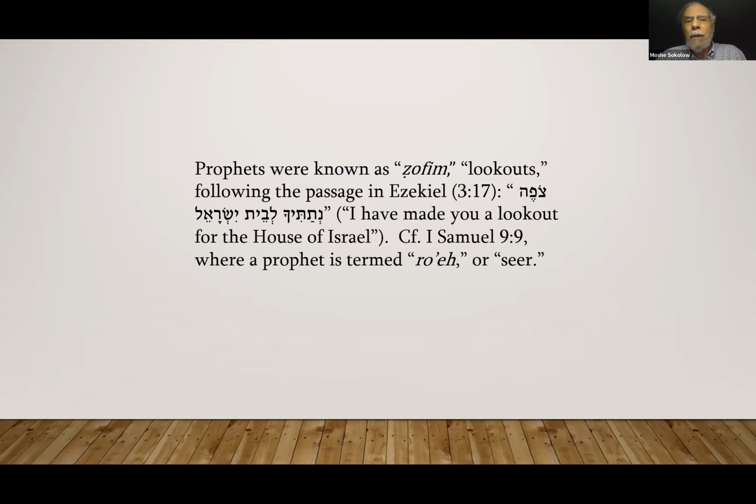There's a passage in the book of Yechezkel where God says to him, "Tzofeh netaticha levet Yisrael." God says, "I have made you a lookout for the house of Israel." That is to say, you're the one who's going to see whether trouble is approaching, and you'll be able to warn them of impending trouble. And similarly, the prophet Samuel is referred to as a choseh. Choseh, one who can see, arguably one who can see at a distance, like a watchman or a lookout.